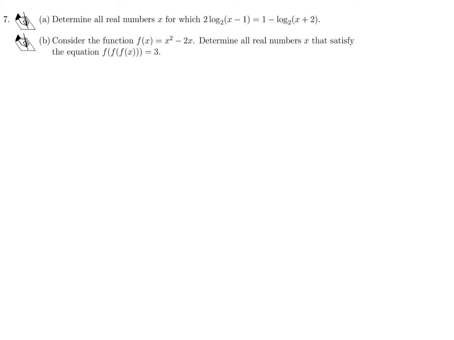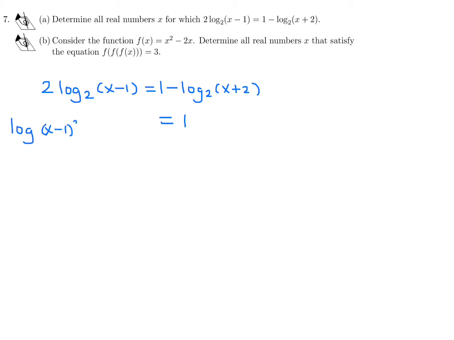Determine all real numbers x for which 2 log base 2 of (x minus 1) is equal to 1 minus log base 2 of (x plus 2). So let's start here. We got 2 log base 2 of (x minus 1) is equal to 1 minus the log base 2 of (x plus 2). So we have 1 is equal to the log base 2 of (x minus 1) squared, and then bring that over, plus log base 2 of (x plus 2).